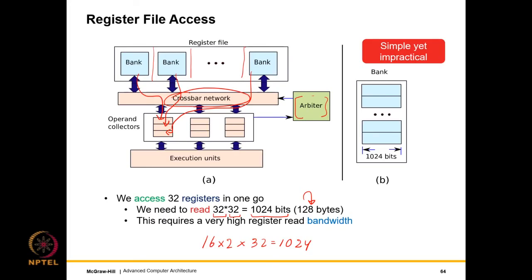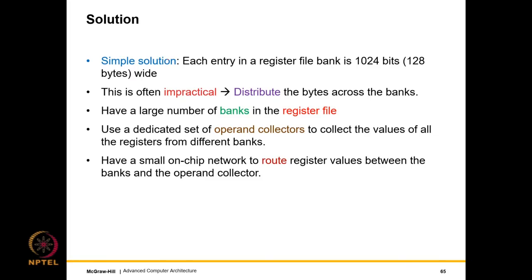But once that is done, all the 1024 bits can be read and stored in the operand collector. And from the operand collector, the data can then seamlessly pass through to the execution units, and the execution units can then execute the function, whatever it is, add, subtract, multiply, on the data. So the key innovations over here are the crossbar network, the arbiter, and the operand collectors. As we have discussed, a simple yet impractical solution is to just make a register file bank entry wide, 1024 bits wide. That's not practical. We have to have a large number of banks in a register file, use the operand collectors to collect the values, and then use the on-chip network to route register file values to the operand collector, as we have seen.